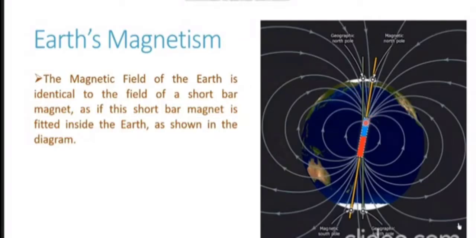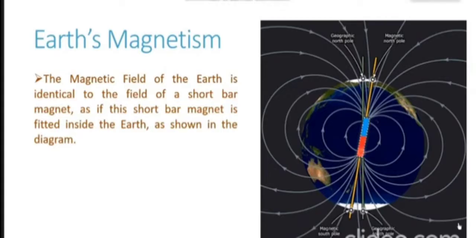If you extend the axis of this short bar magnet, you see this yellow line extending outside. Wherever this extended line meets the surface of Earth, it meets at this particular point, which is close to the North Pole. It is known as the magnetic North Pole. And if you extend the axis of this bar magnet on the other side, you see here it is meeting the surface of Earth, and this is the magnetic south pole.